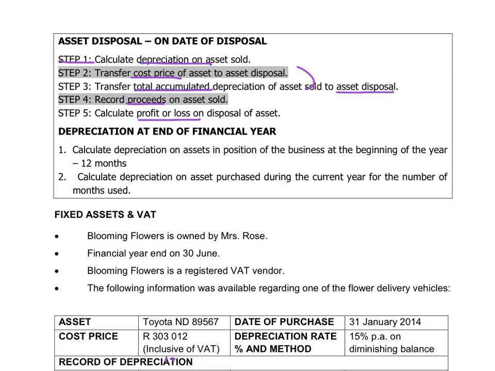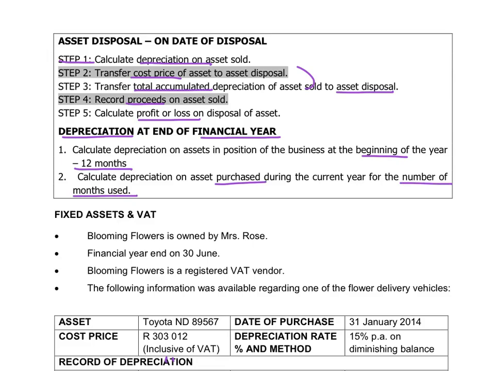Then we must remember that at the end of the financial year, we have to calculate depreciation on the assets that we still have in our possession. That means assets that we bought in previous years. So we had those assets at the beginning of the year. We still have them. We haven't sold them. We will calculate depreciation for 12 months. On new assets that we purchased during the current financial year, we will calculate depreciation for the number of months that we use this asset in the current year.